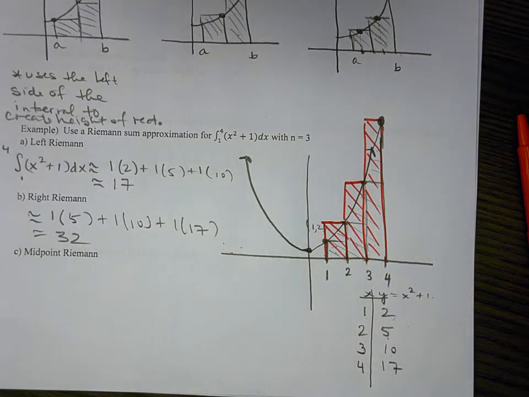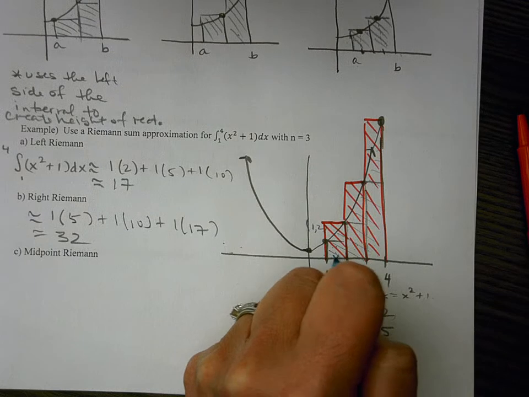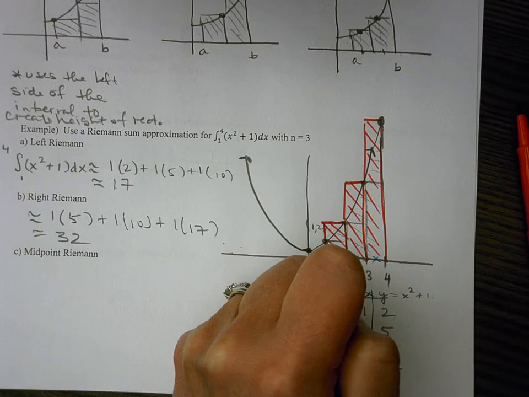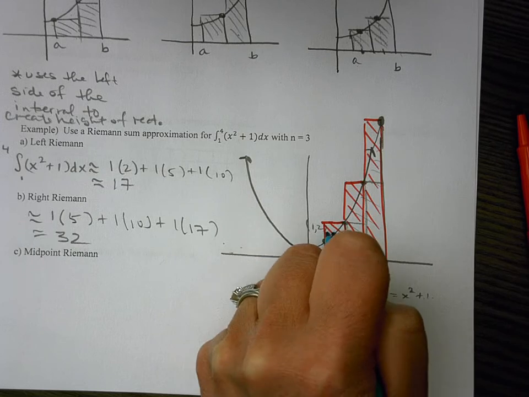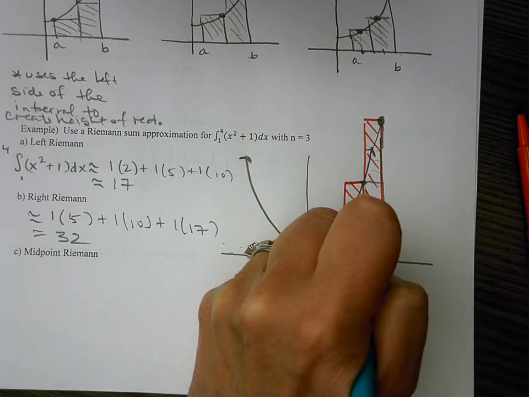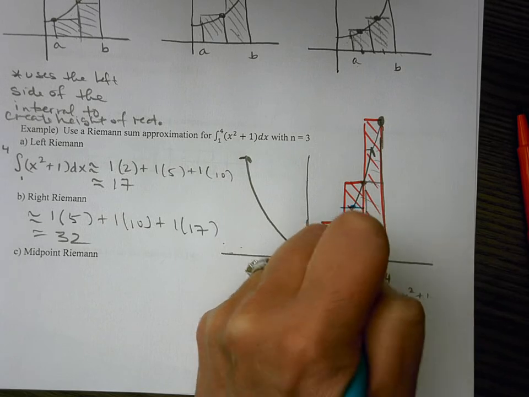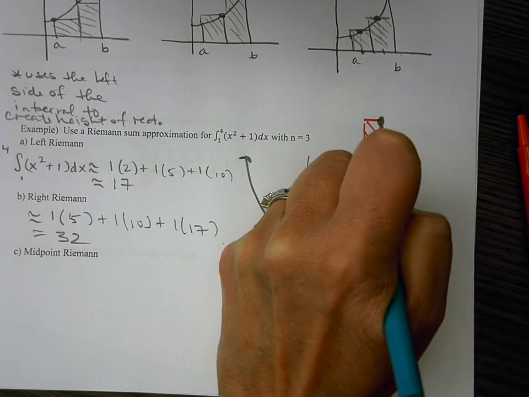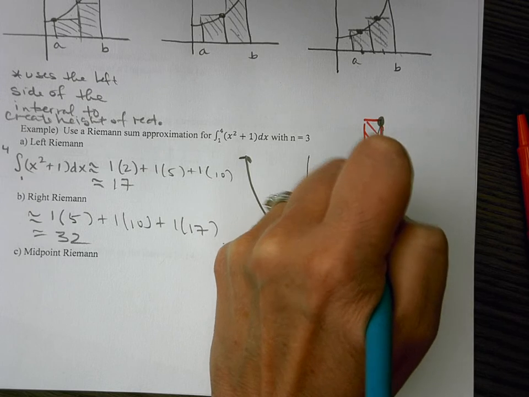Okay. All right, so then now finally, for midpoint, I've got to actually go into the middle, right? So that means I need to use 1.5, 2.5, and 3.5. So I would go up to 1.5, and I'm going to have to find that value, right? And then up to 2.5, find that value, and then up to 3.5, and then find that value, okay?